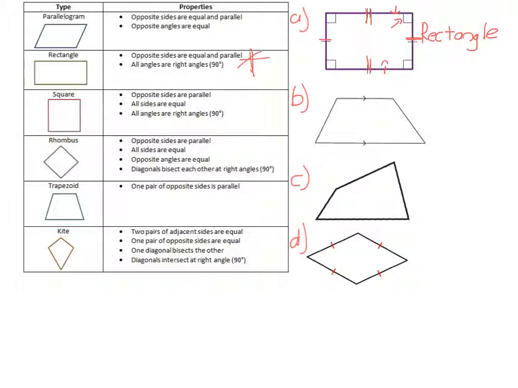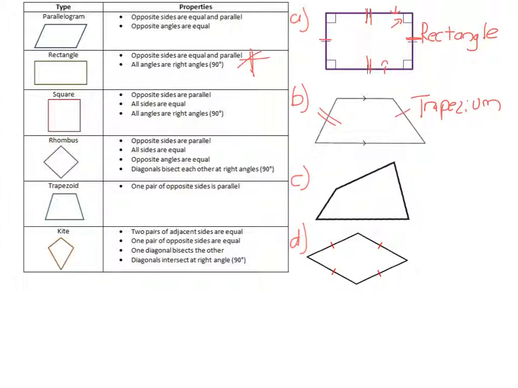So what that means is that this shape here must be a trapezium, because that is the only 4-sided shape that has one and only one pair of parallel lines. This line here and this line here are not parallel. Okay, so it must be a trapezium.